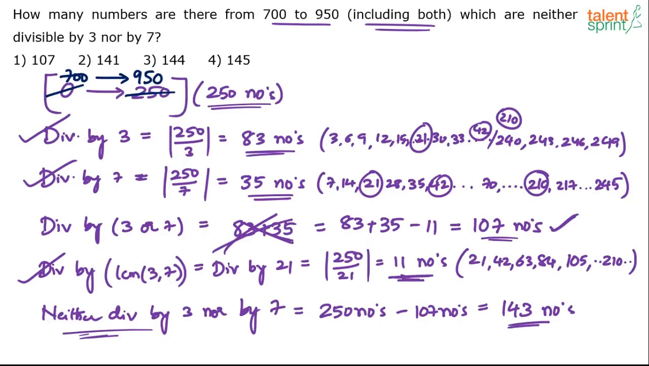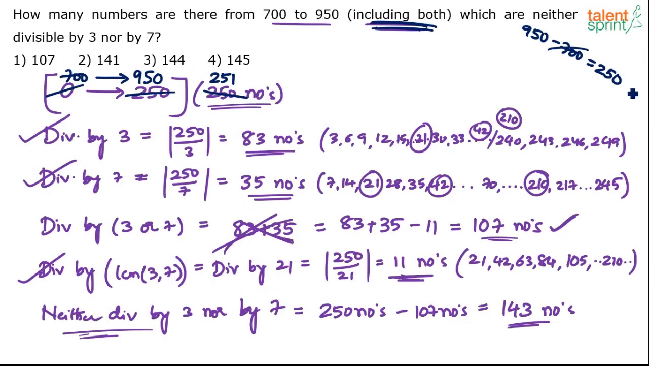Yes or no? How many numbers are there from 700 to 950? Don't say 950 minus 700, 250. It will not be 250. It will be 251 numbers. 950 minus 700 is 250, which is correct. But when you say 950 minus 700, you are excluding 700 also. Remember, both have to be included.